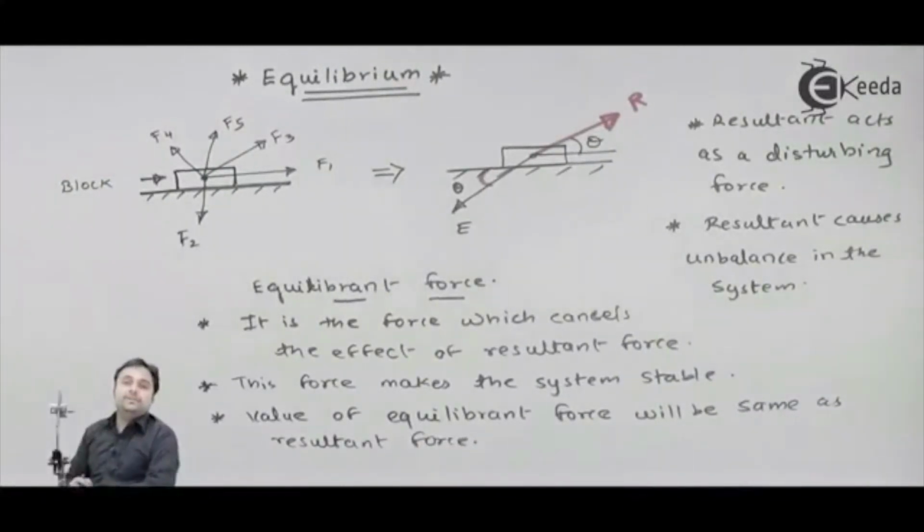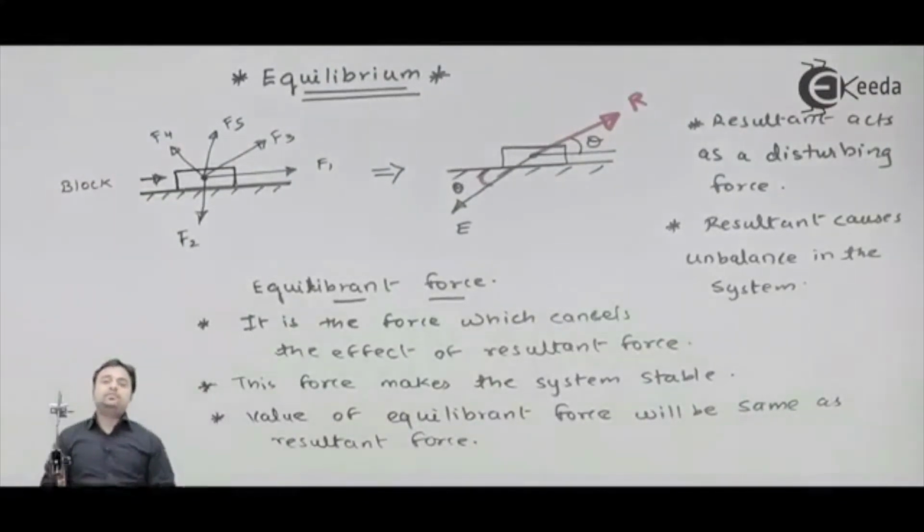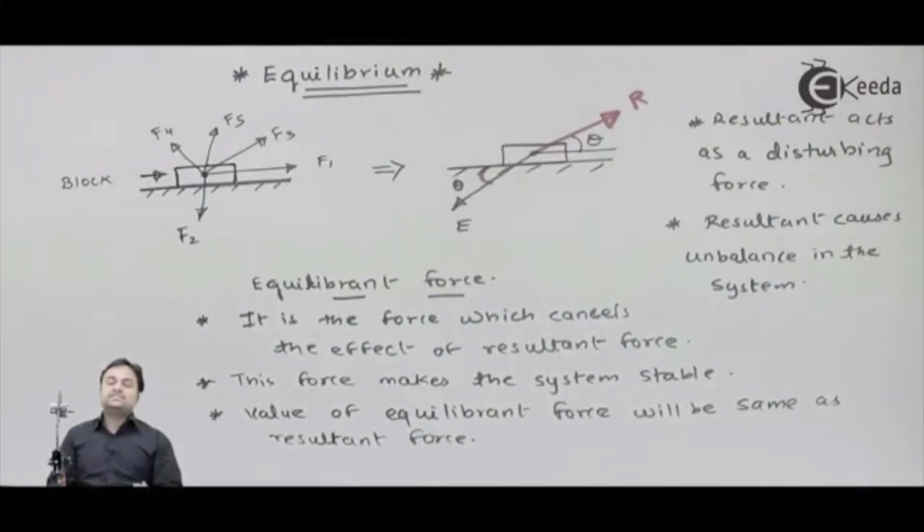But their nature will be different. Values will be same, but nature of resultant force and equilibrium force would be different. If resultant force is acting upward, equilibrium force would be acting downward. If resultant is acting towards right, equilibrium force would be acting towards left. So it means both the forces oppose each other, but since they have same value, they are going to cancel out each other. And if equilibrium force is not present, then that system is disturbed.